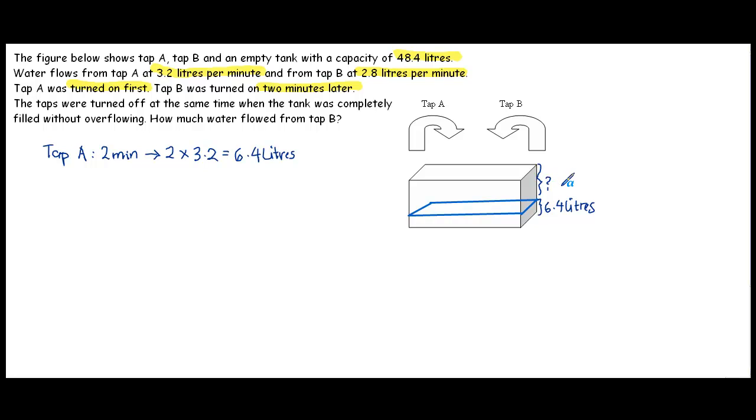We know that the full capacity of the tank is 48.4 litres, so the remaining volume would be 48.4 litres minus 6.4 litres, and this would give us 42 litres. So this is therefore 42 litres.